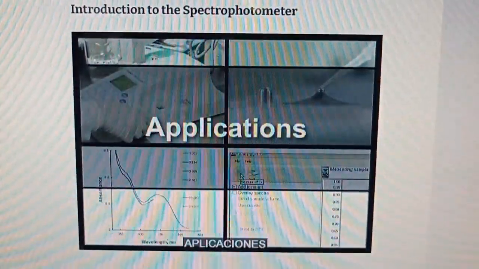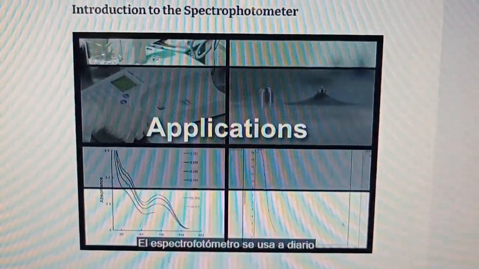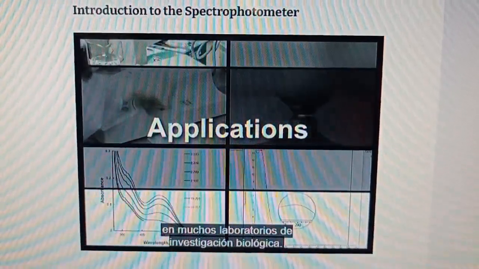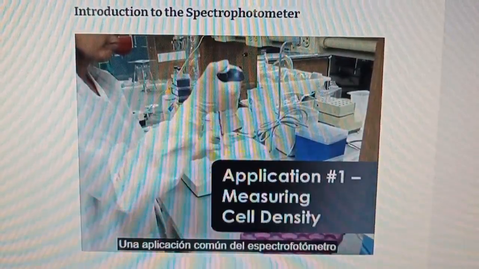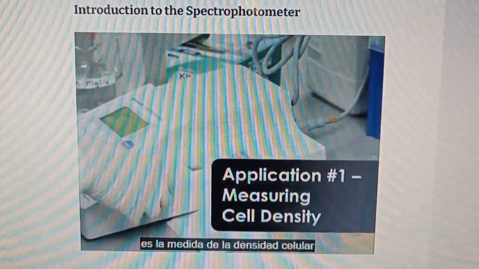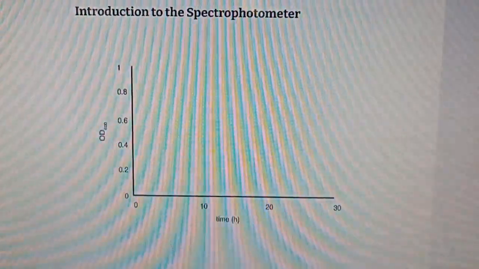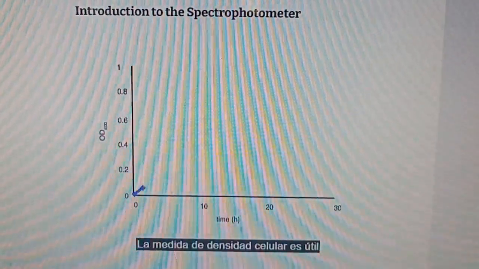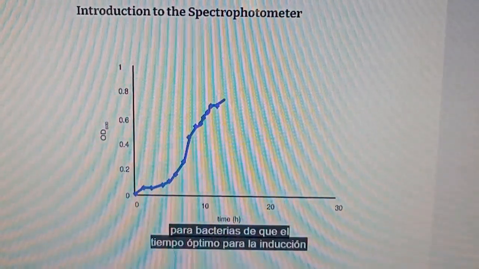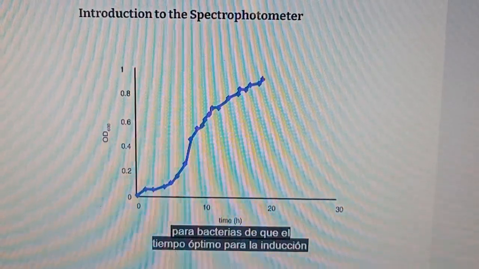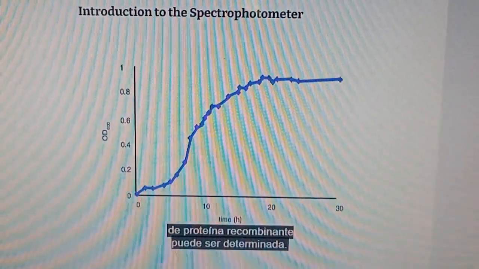The spectrophotometer is used on a daily basis in many biological research laboratories. One common application of the spectrophotometer is the measurement of cell density. Cell density measurement is useful in generating logarithmic growth curves for bacteria, from which the optimal time for induction of recombinant protein can be determined.